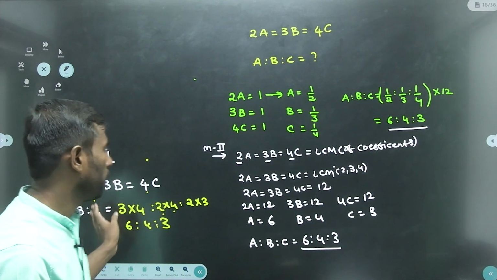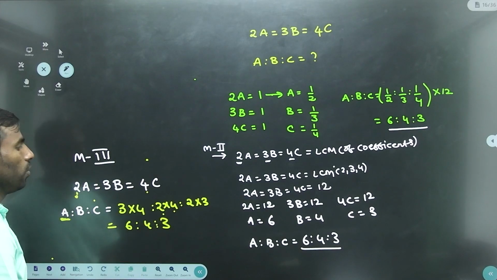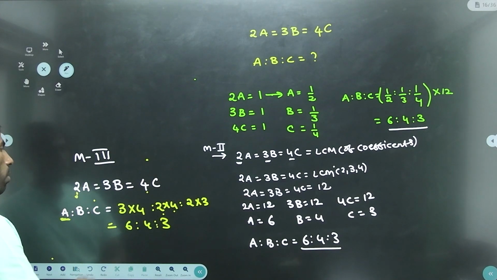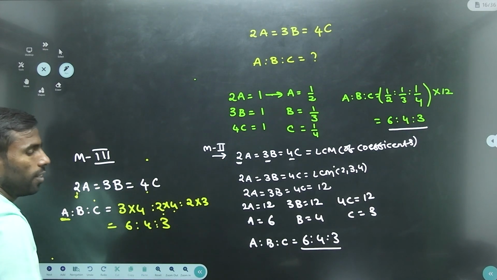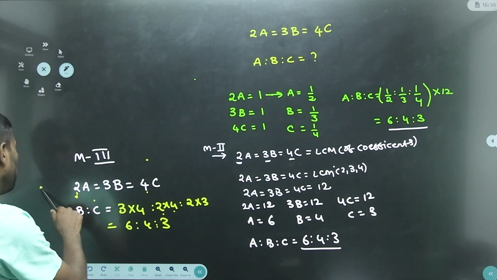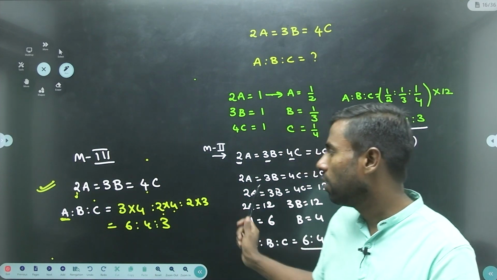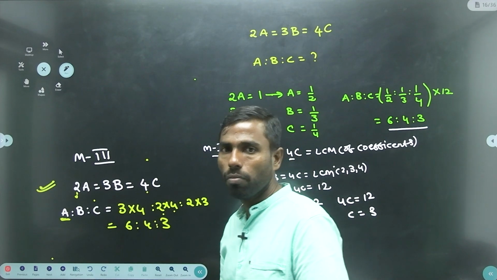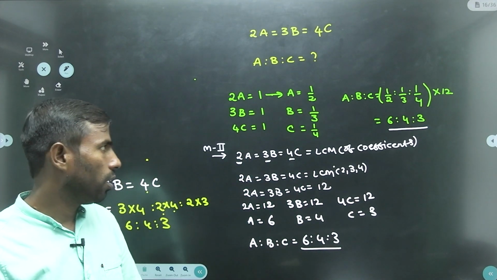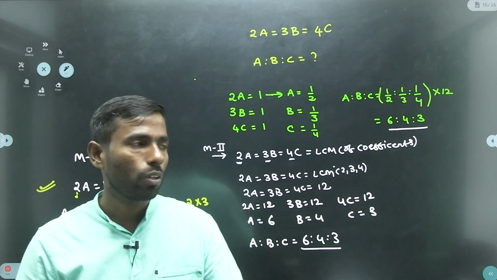Don't think these are all different methods. Once simplified, they are all the same, but mostly they use this method or this method. If you are comfortable with taking the LCM directly, you can go with that method; or else you can go with this one.